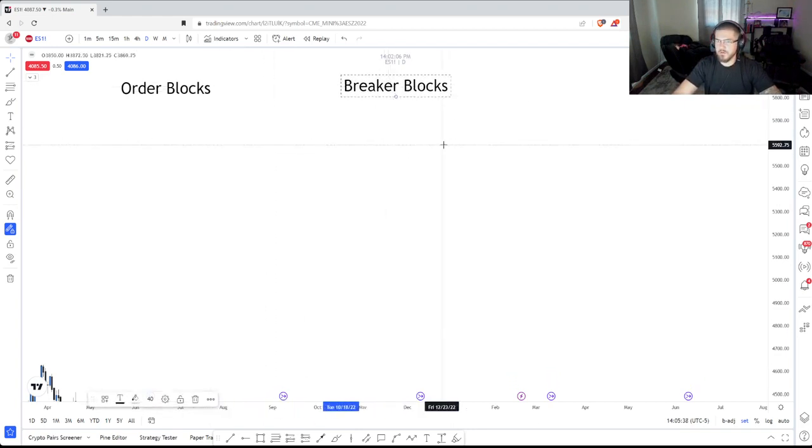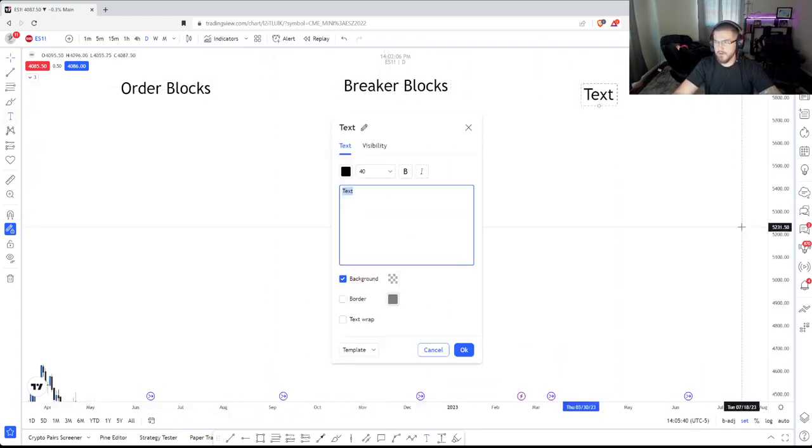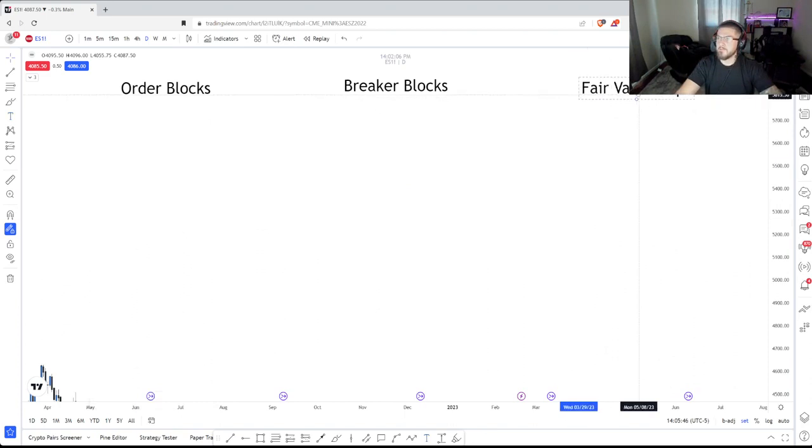The next one I want to go over is breaker blocks. Some of you may have watched my video the other day that I put up about these. And then we have fair value gaps. Now, there are other points of interest: mitigation blocks, propulsion blocks, vacuum blocks, and volume imbalances, which we're going to go over in fair value gaps.